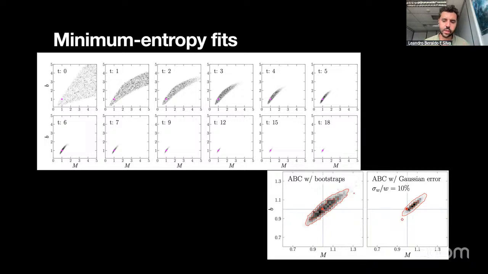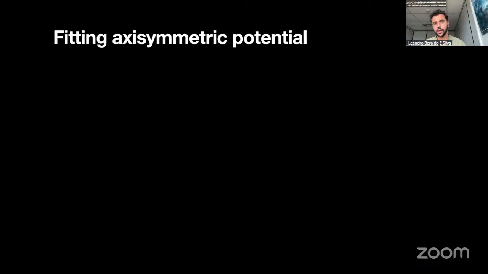So essentially, you can see that this is working. It's recovering reasonably well the true parameters of the potential. Okay, so the next step, of course, is to go beyond spherical symmetry. This potential that I was showing you is spherically symmetrical. The next step is to go to something that is not.